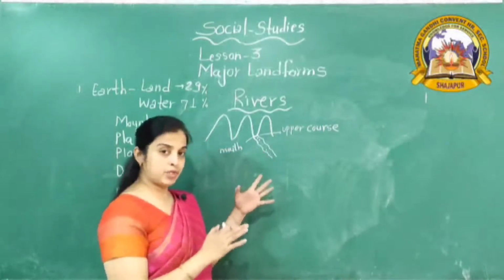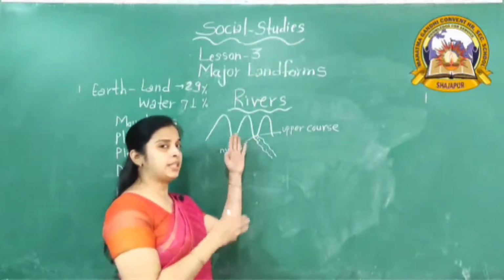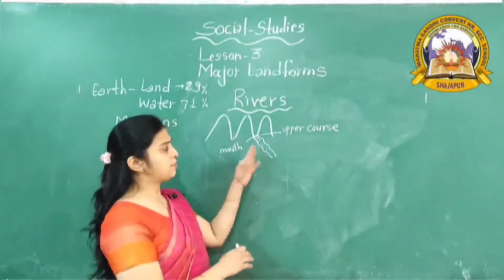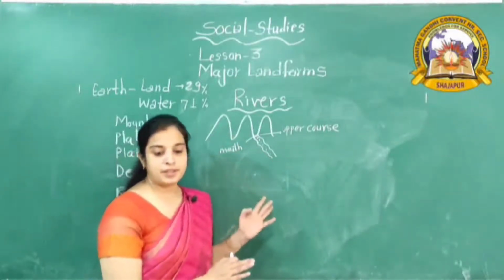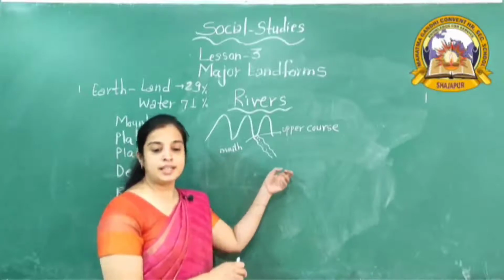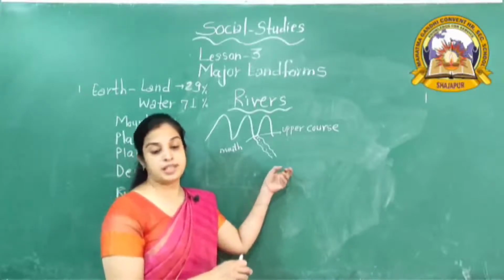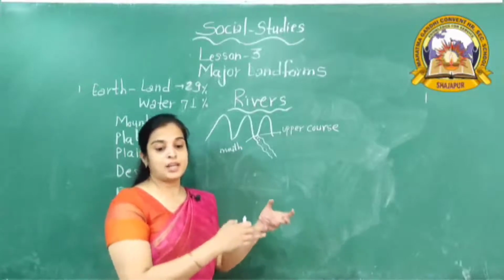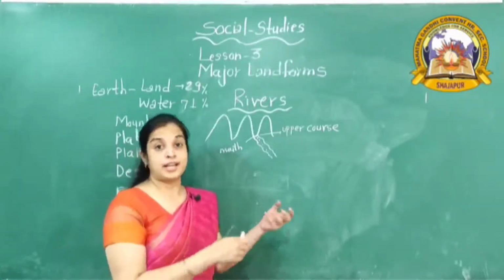Okay, most of the rivers originate from mountains. Here the speed of the river is very high and it brings sand, pebbles, and mud with it. Okay, and here in the upper course the river makes some canyons, waterfalls and rapids.